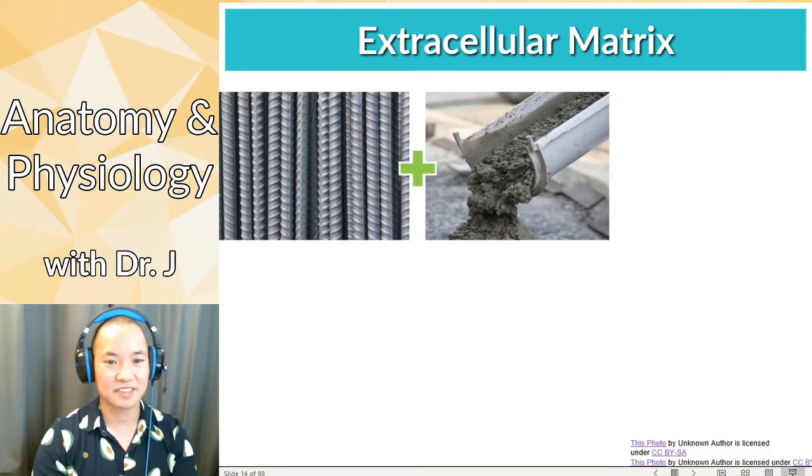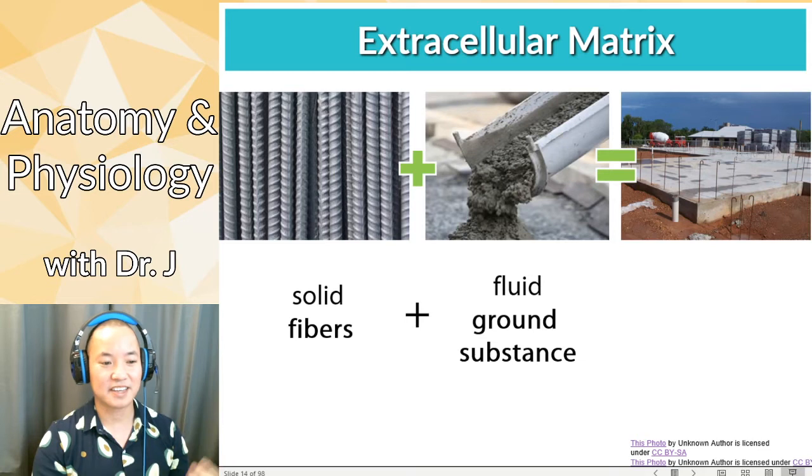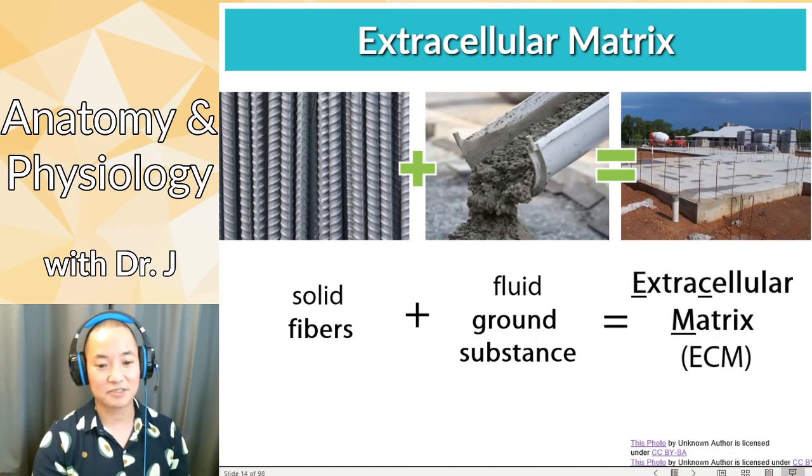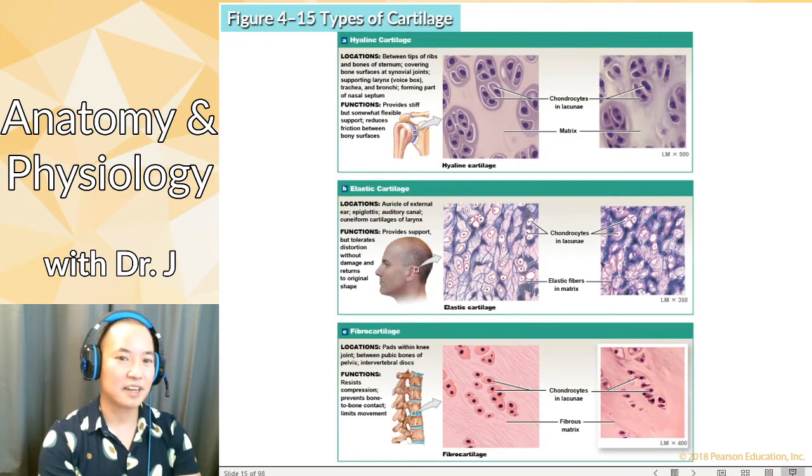plus your ground substance. Again, the analogy I use is like the rebar and cement, and that makes a solid foundation. But remember, the foundation itself is not living. It's the people who work on it in that building that are the living components of a building, right? So you have fibers plus something that's not quite solid, but still has some body to it. That's the ground substance, and that makes a matrix or extracellular matrix. Again, not that cells aren't important, but this is the non-living part that forms the structural part of a connective tissue. All right, so there are three broad categories of cartilage.